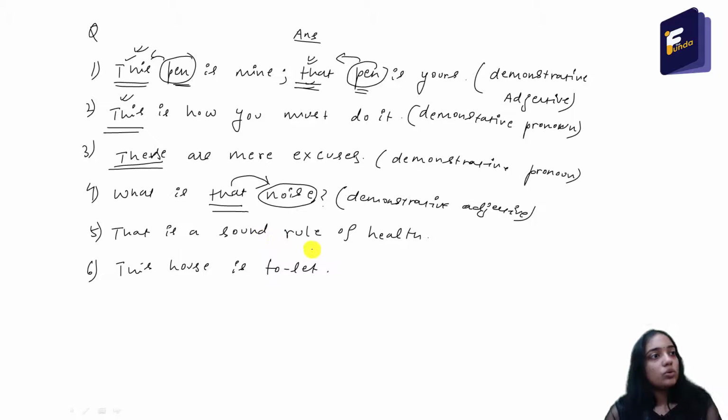That is a sound rule of health. By looking at the sentence, I can tell that that is a demonstrative word, and as it is not describing any noun, and it is pointing out towards a noun, so that is a demonstrative pronoun.